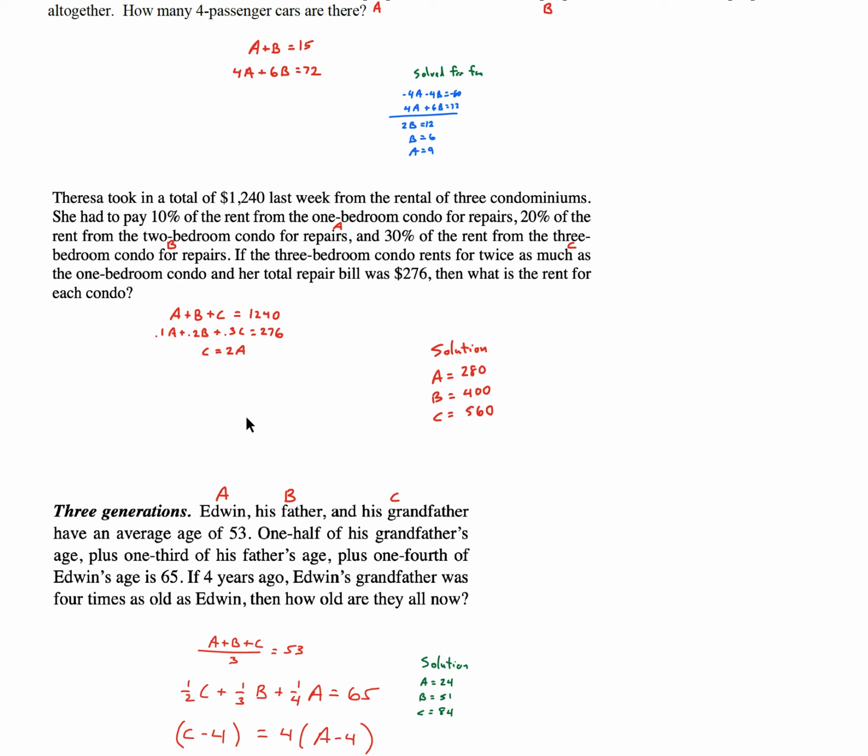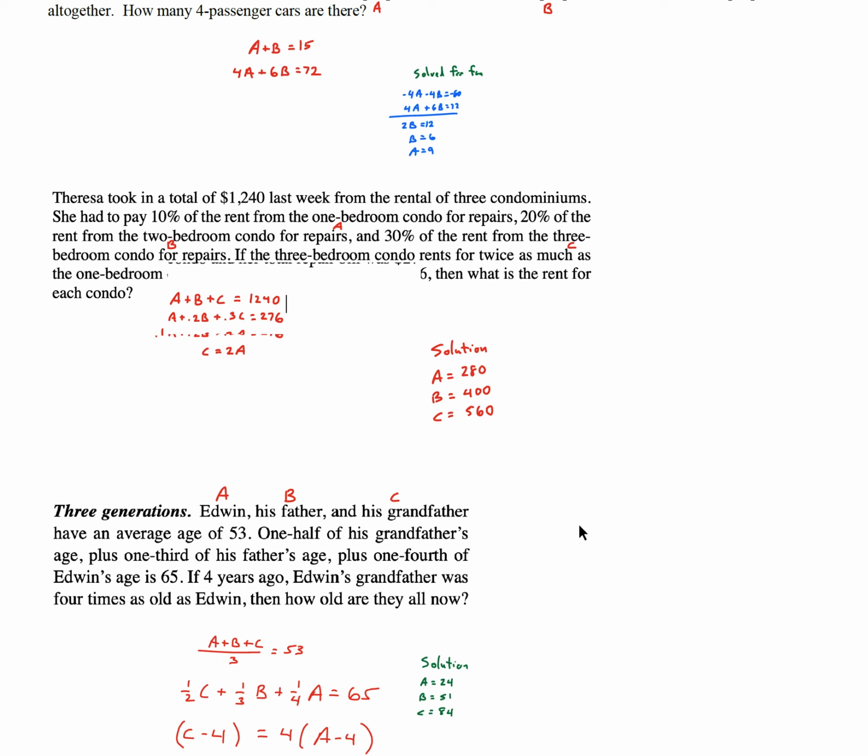Okay, this one, you got 3 different condos. So you got a 2-bedroom, a 3-bedroom, and a 4-bedroom. So I call those condos A, B, C. And I know that I got $1,240 rent. So the rent from all 3 of those together has to be $1,240. And then it tells me for repairs, 10% of A's went to repairs, 20% of B's went to repairs, 30% of C's went to repairs, and I had $276 worth of repairs. And then it does tell me that the 3rd bedroom rents for twice as much as the 1st bedroom. So I know that C equals 2A. And at that point, you got some system. It's a 3x3, solve it however you want, but this is the solution if you want to check it out.